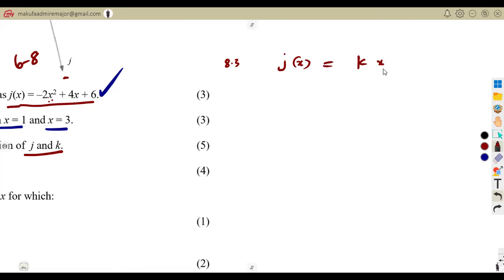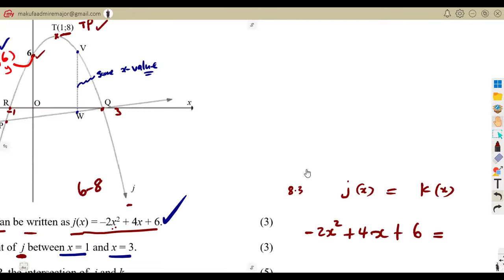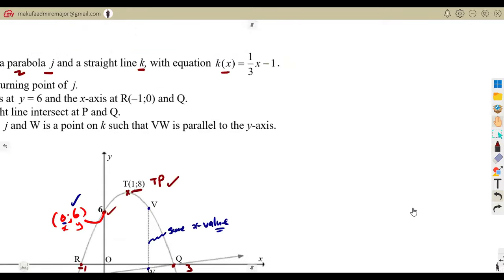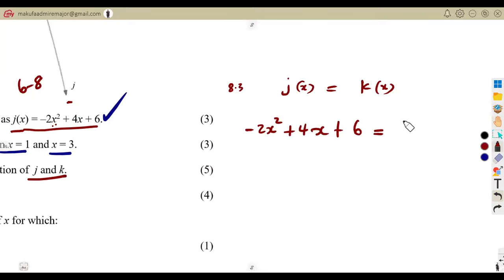At the point of intersection, the function j(x) is equal to the function k(x). So remember your j(x) must be equal to k(x). Remember your k(x), this is the one that we had here, a third of x minus 1. So these two must be equal. It's an equation that you have formed, and that's a quadratic. Move the other terms of the equation to the other side so that we remain with a 0 on one side of the equation.